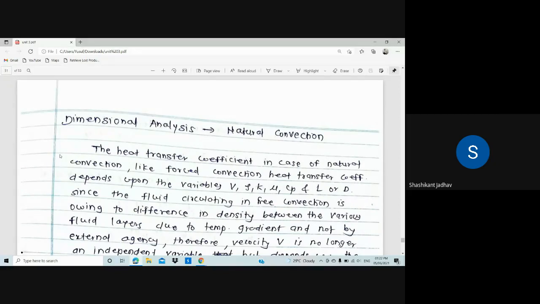Write down the variables: velocity, that is v, rho, k, mu, cp, and l or d. V means velocity, rho means density, K means thermal conductivity, mu is nothing but dynamic viscosity, Cp is nothing but specific heat, L is nothing but length, or D is nothing but diameter.